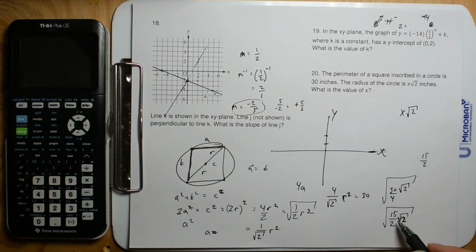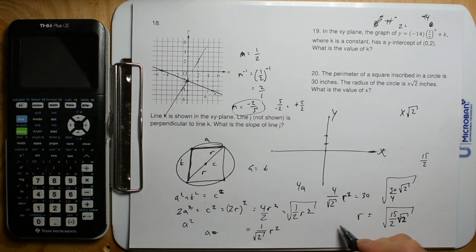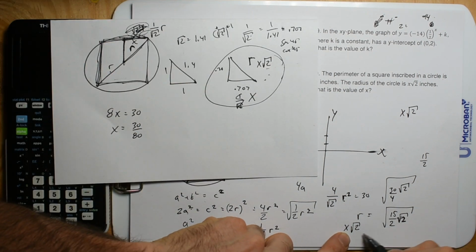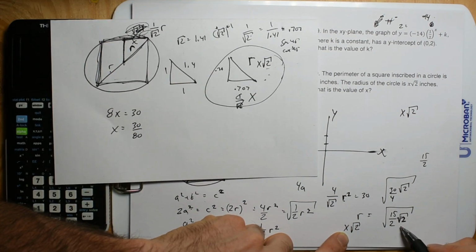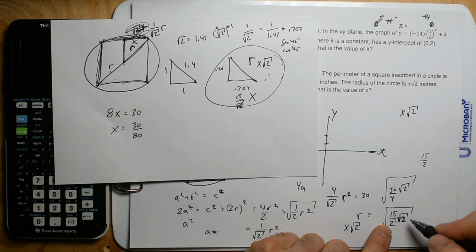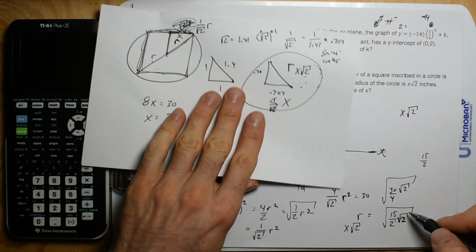So I'm sure this probably could work out where this is the radius right here. But we're going to say it's x square root of 2. So we would divide this by the square root of 2. And yeah, we could probably do that. Okay, this is the last problem, so why don't we?